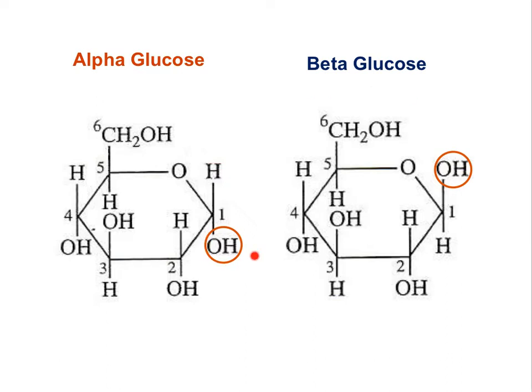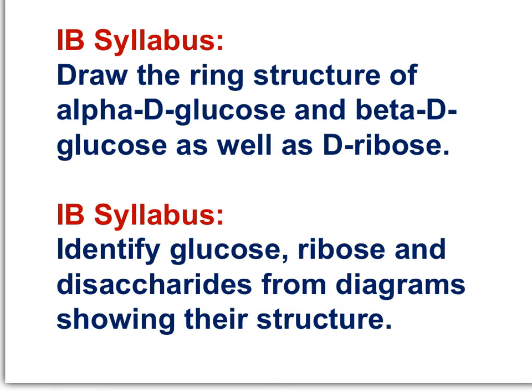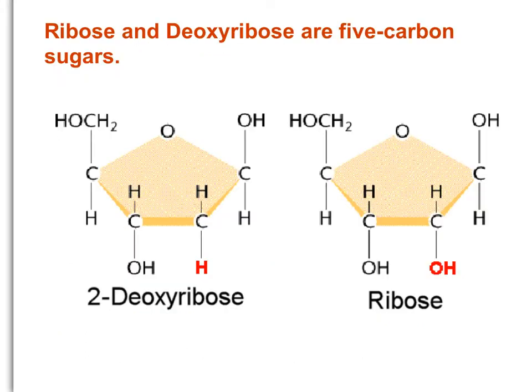Notice the subtle difference between these two isomers that have the same molecular formula, C6H12O6, but this subtle difference has huge consequences. But let's leave the consequences of beta-D-glucose structure for later in this movie. Stay tuned. As I mentioned, we'll look at beta-D-glucose later in this movie, but let's take a look at ribose. Ribose on the right and deoxyribose on the left are 5-carbon sugars.